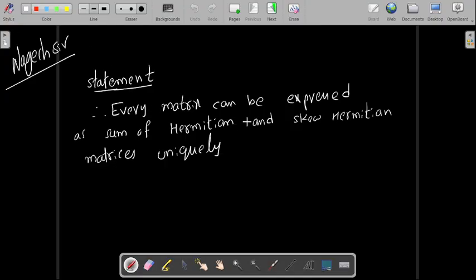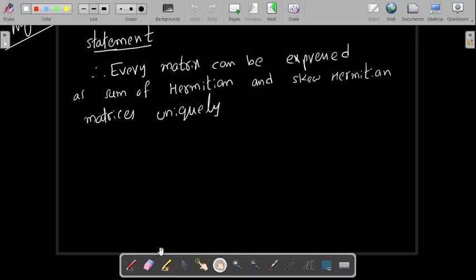Statement: every matrix can be expressed as a sum of Hermitian and skew Hermitian matrices uniquely. So what it means is, whatever matrix you take, it can be written as a sum of Hermitian and skew Hermitian matrices. Formula.